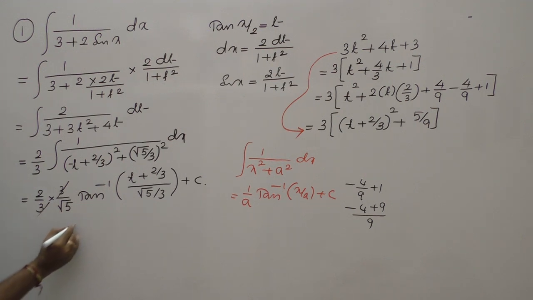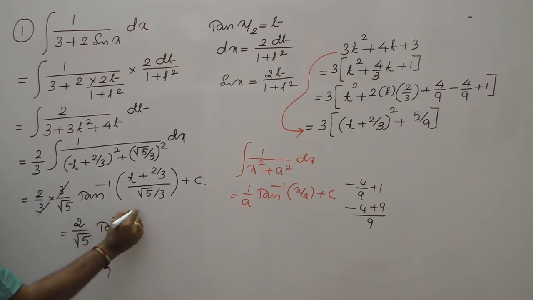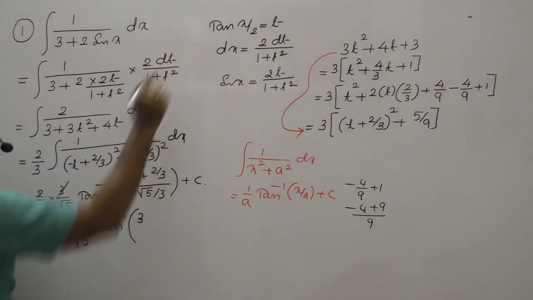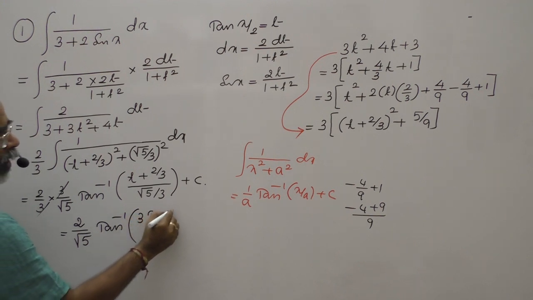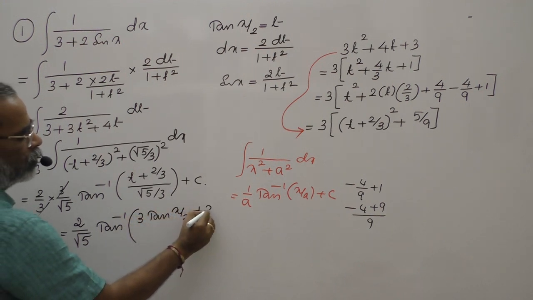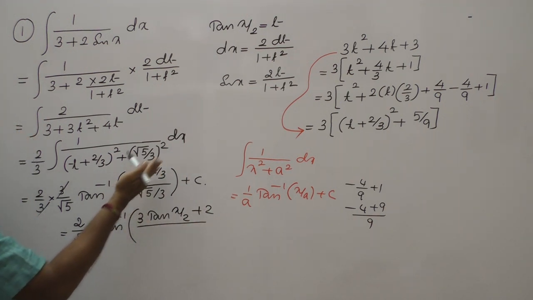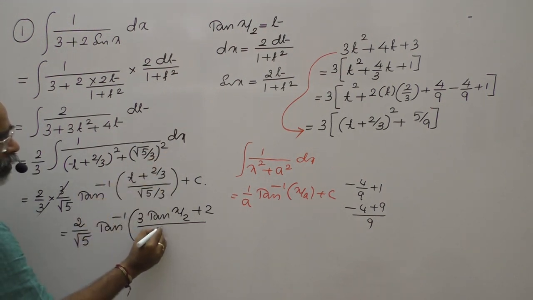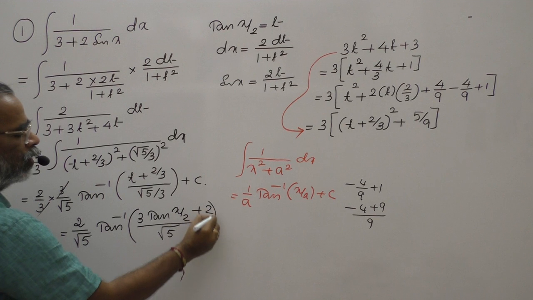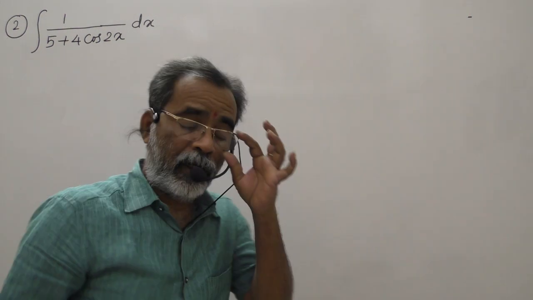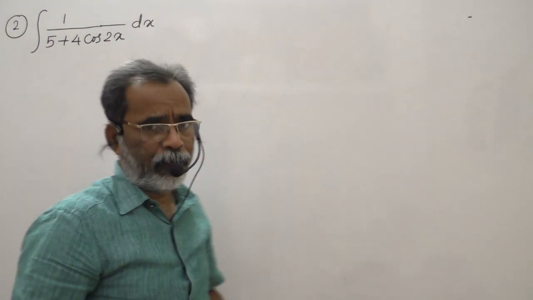So here 3 gets cancelled. Therefore this is 2 by root 5 into tan inverse of, if I take LCM, this is 3t. I have to replace t. t is tan x by 2. Plus 2. This LCM which we have taken in the numerator, that 3 and this 3 will be cancelled. We will have over root 5 only, plus c. This is the answer. We will see one more example on this type 2.